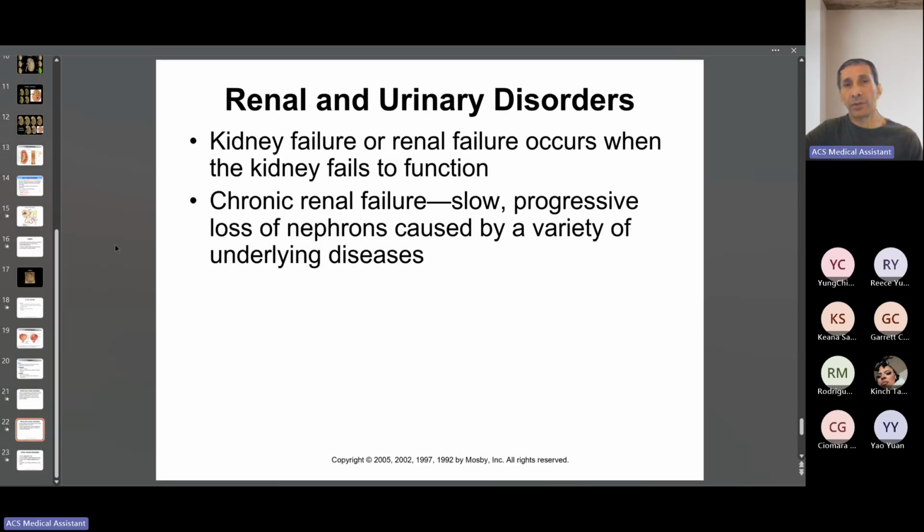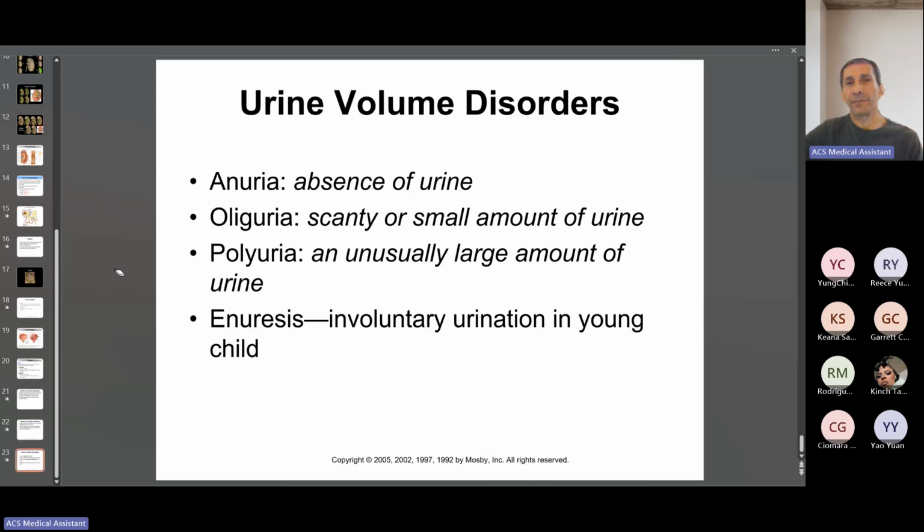Any questions about these urinary disorders? We just started. We're going to see a little more. So it's important for us to understand how this works. Let's talk about these urine volume disorders. These are medical terms.